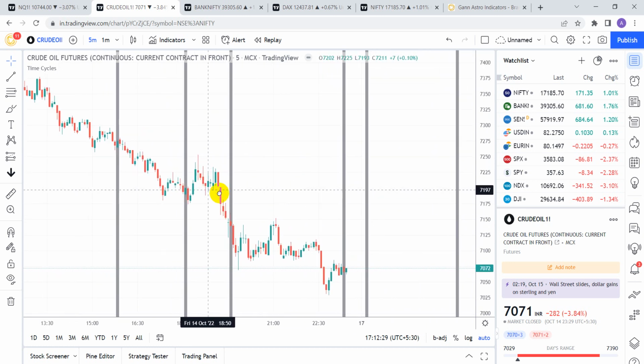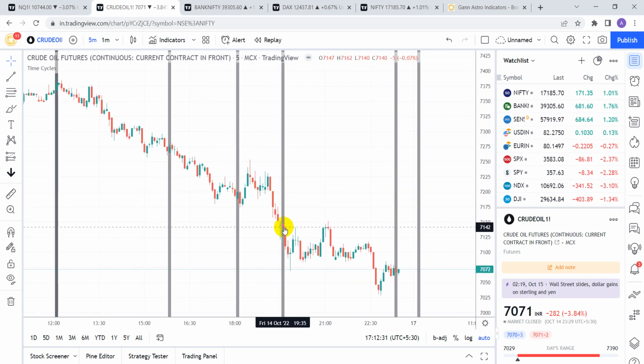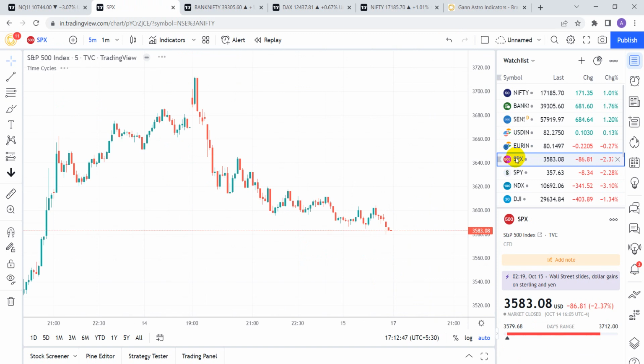See, when you're doing intraday trading, you need to be very fast with your execution. Sometimes you get a clean trade like this, a very clean trade. It never breached the high, which was the stop loss, and from there we had a decent fall till the next cycle. So a very, very simple way to apply these techniques, and you can apply it on any instrument per se. Let's take another example of SPX.